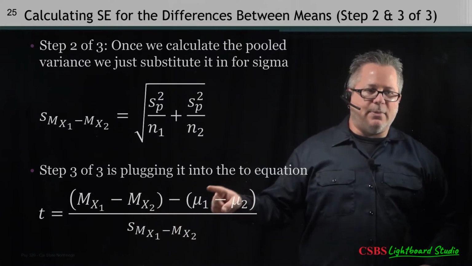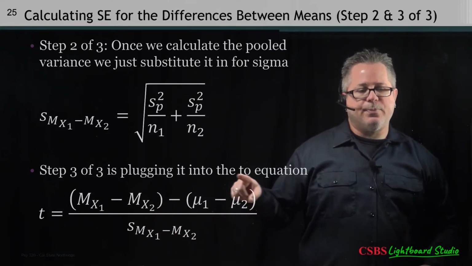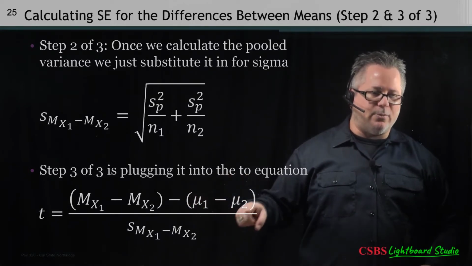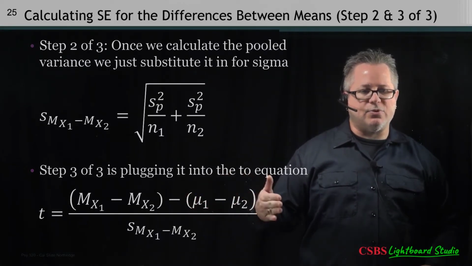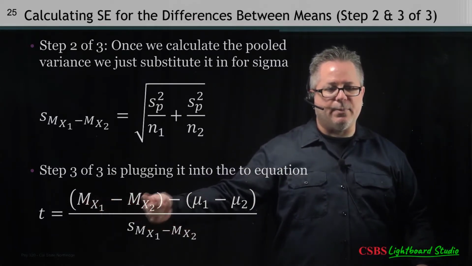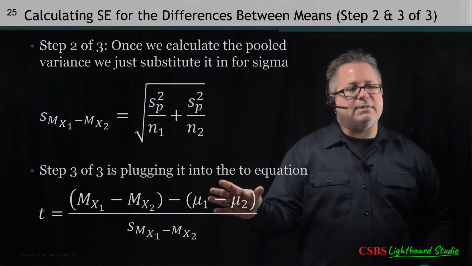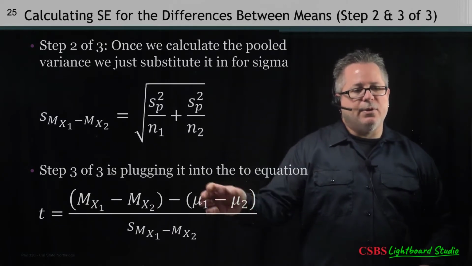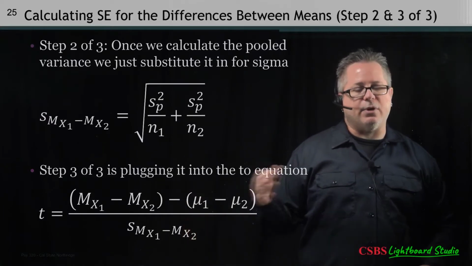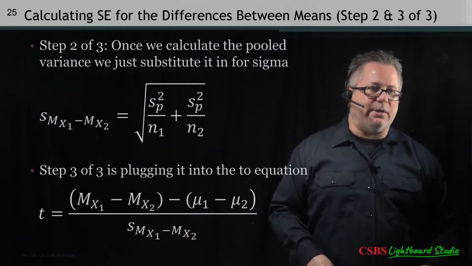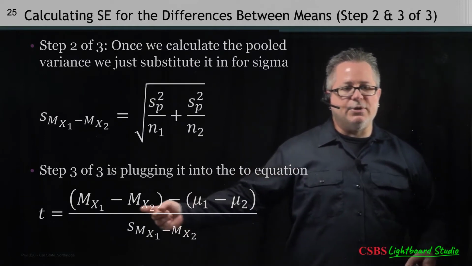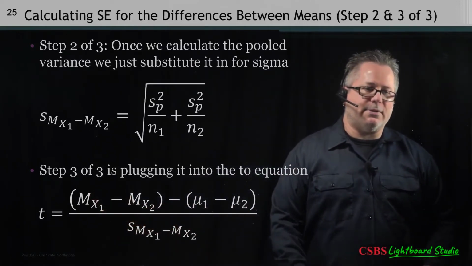This is still going to be my difference based on my null hypothesis, which often will be 0, so in a lot of places you'll see this drop out. So I'm going to take the difference between my two sample means minus whatever the null hypothesis states, which usually is going to be 0, over the standard error of the difference between two means. That's going to give me a t value, and I can look up a t critical value in a t table and compare my t to t critical and see if these two means are significantly different.